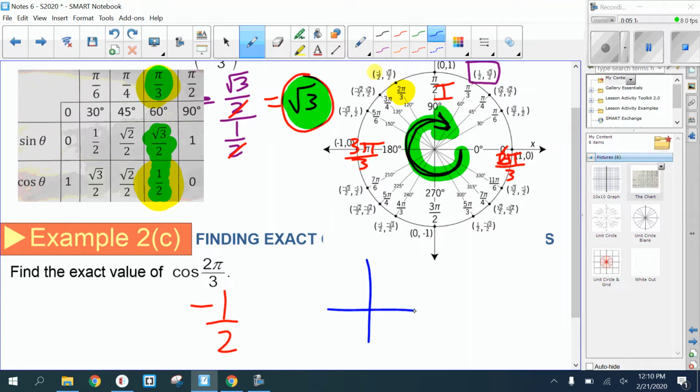Okay, it's always what and where. So if this is pi, we can call it 3 pi over 3. 2 pi over 3 gets us into the second quadrant. I know cosine is negative there. We get negative 1/2. Either way, be able to use the chart, be able to use the circle. They're both covering the same types of problems.